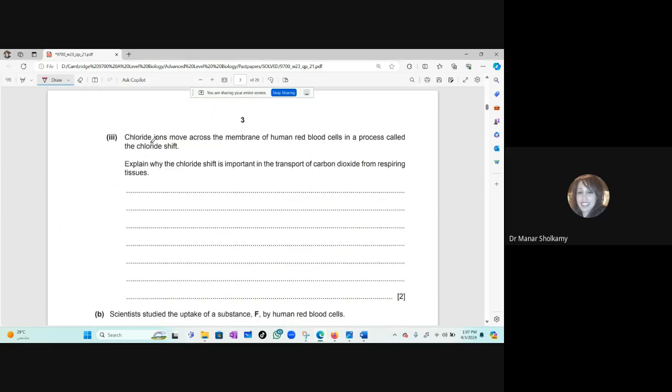Okay, good. Chloride ions move across the membrane of the human red blood cells in a process called the chloride shift. Explain why the chloride shift is important in the transport of carbon dioxide from respiring tissues. 2 marks only. So why is the chloride shift important?